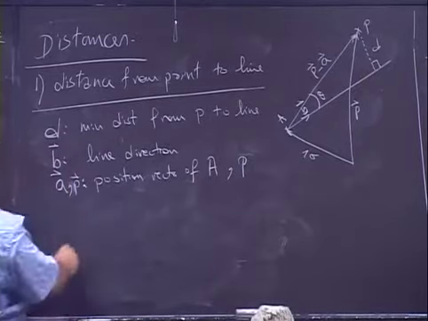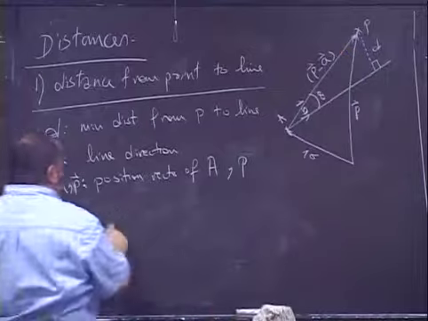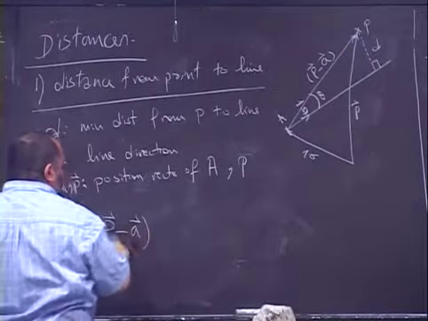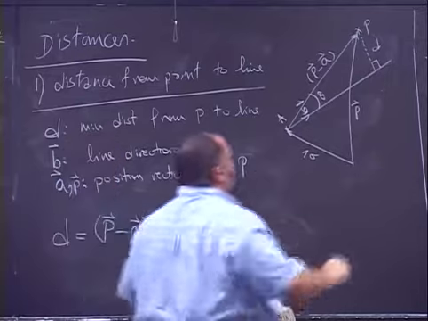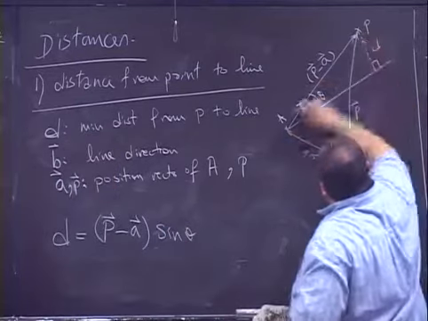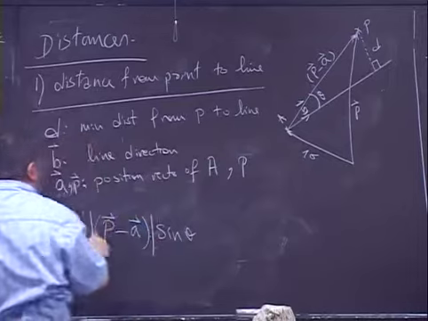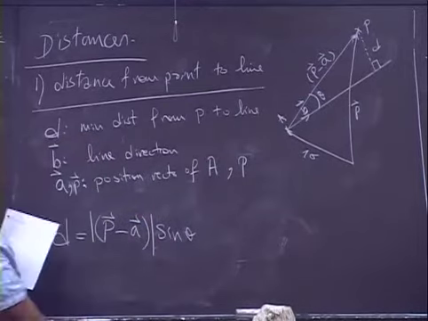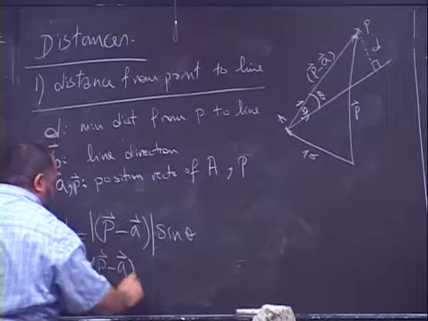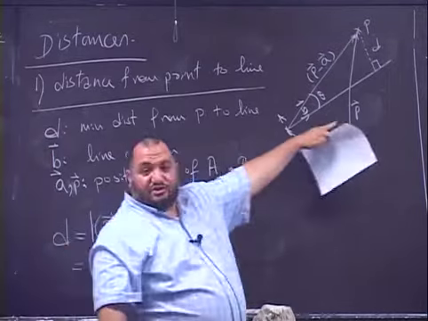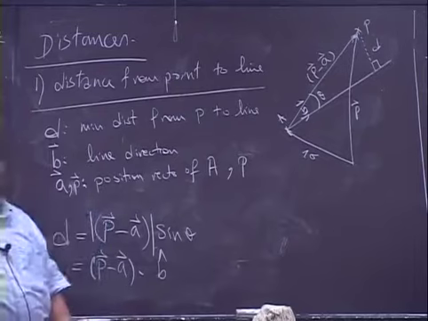So the distance D is nothing more than the vector P minus A times sine theta. So this distance in this triangle is just the sine of this angle, but I have, in this case, to take the absolute value. So this will be just the vector P minus A crossed with a unit vector in this direction. We will call it B hat. So what's B hat?